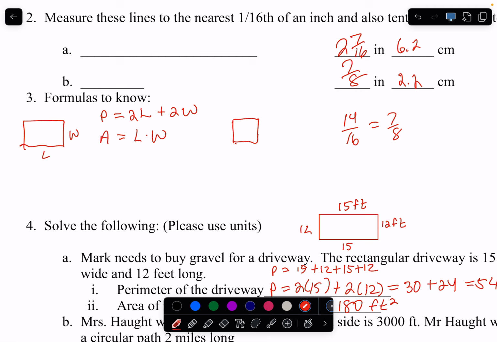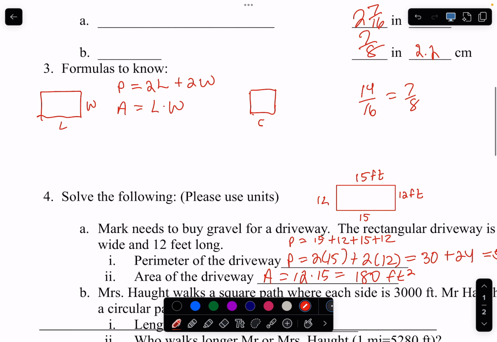Now, a square is just a fancy, perfect, lovely rectangle. So you don't really need to know extra formulas, technically. But we know these sides match. We know these sides match. So often they'll call it an S for sides that match.